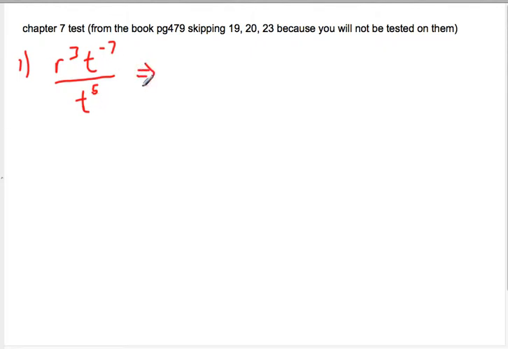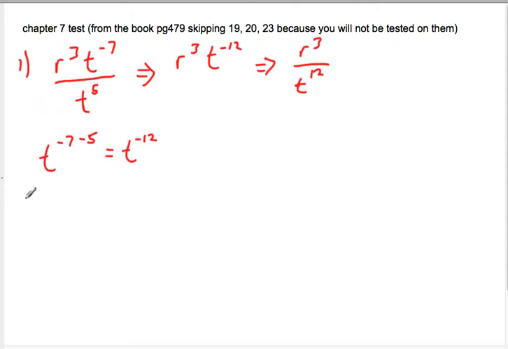So the r^3 has nothing to go with it, so that's just going to stay where it's at. And then the t's, we're going to use the division rule, so it's going to be t to the negative 7 minus 5, which is t to the negative 12. But to simplify it, we move it to the bottom and change it to a 12. So r^3 over t^12. Sounds like a Star Wars character.